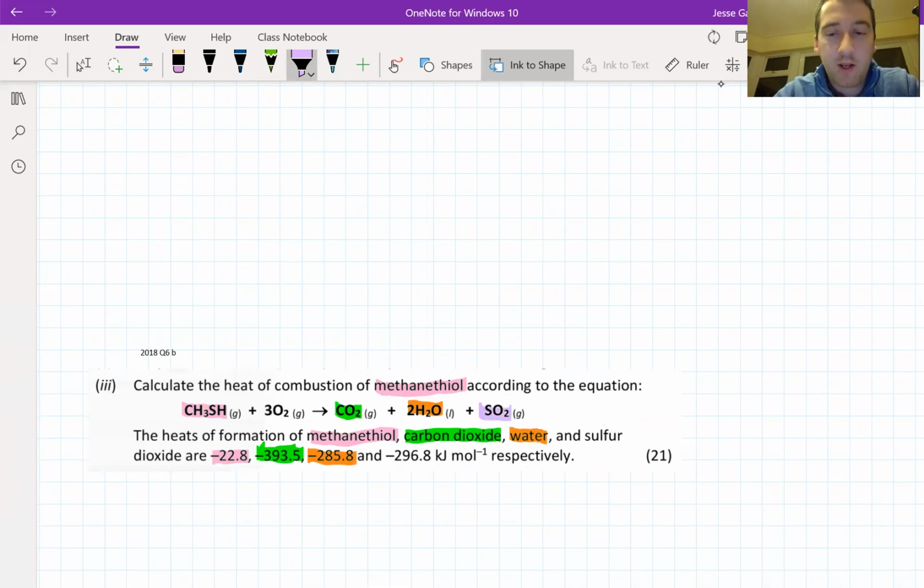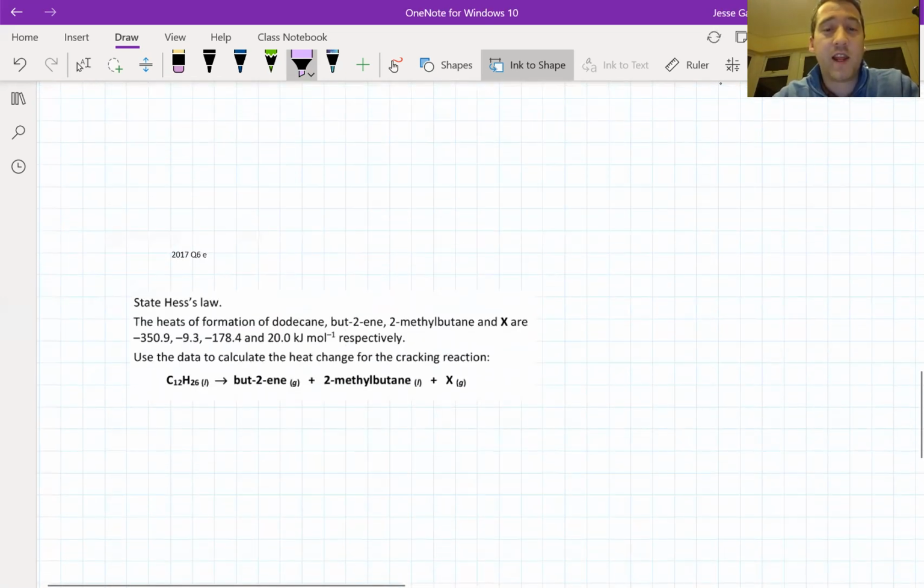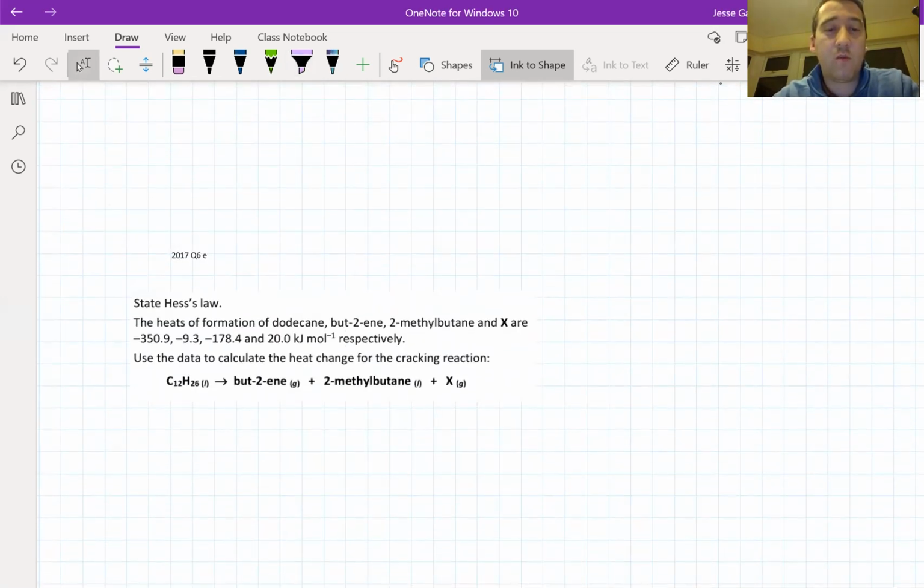If you didn't know the name, well, it's written right here, sulfur dioxide, and the number has to be minus 296.8. It really is that easy, and this is the hardest part of this question, really. Right, this is the next one. I'm going to get you to do this one all by yourself. It's a little bit harder, but you should be able to manage it.